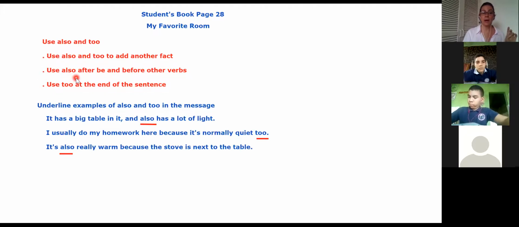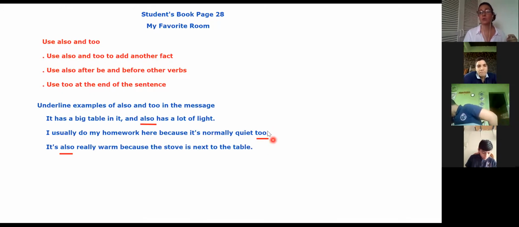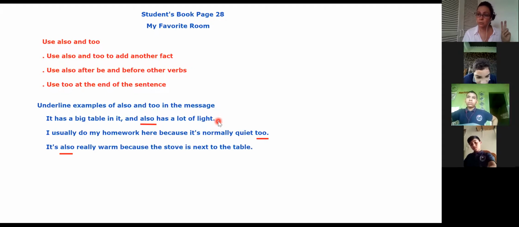Use too at the end of the sentence. I usually do my homework here. They're talking about the room because it's normally quiet too. Too always goes at the end of the sentence. You're explaining two things here and it goes too, because it's two facts, but it goes at the end. Estás hablando de dos hechos, pero al final pones too. You could put it up here. También pudieras haber dicho, it has a big table in it and also has a lot of light too. También puedo, en vez de poner also, puedes poner too al final. Okay?